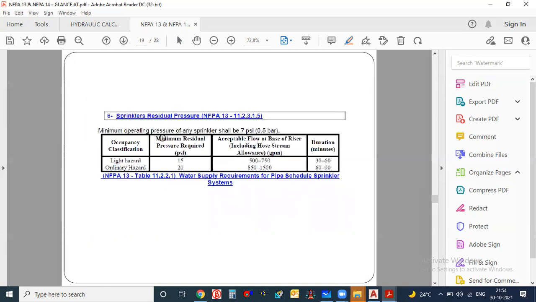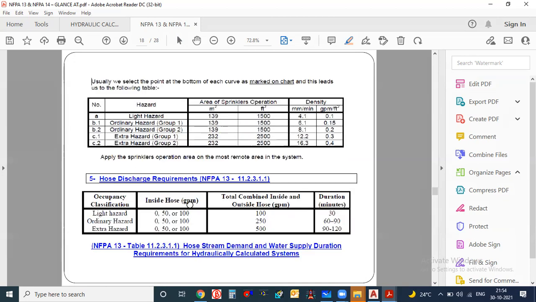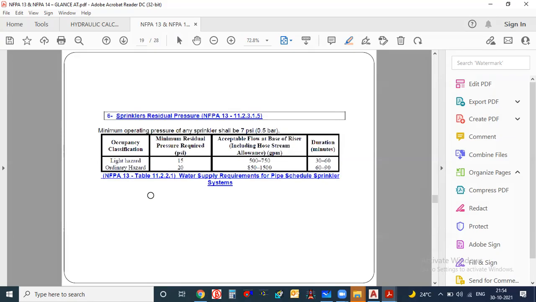In the same way, there is one more table here given for hose discharge requirement. This is also one important parameter: what will be the inside hose value, and what is the total combined inside and outside hose GPM. You will get to know this value when we see the allied calculation. Here the references are also written, from where we have taken this particular table.